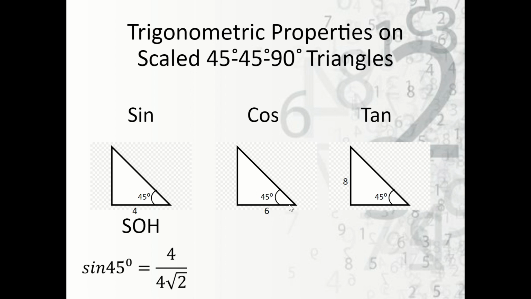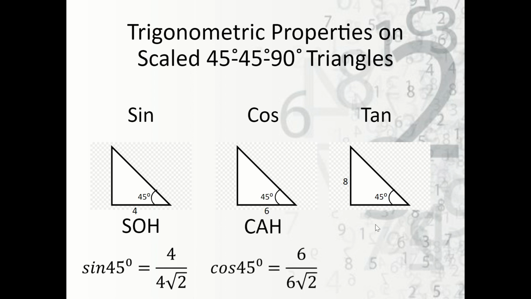Now here, we're doing cosine, which is adjacent over hypotenuse. So this side should be 1 as well, but it's 6. So we had to multiply 1 times 6 to get there. So we're going to multiply everything by 6. So this side should be 6 as well. This side should be 6 square root of 2. So when we do the cosine of 45 degrees, we should have 6 over 6 square root of 2.